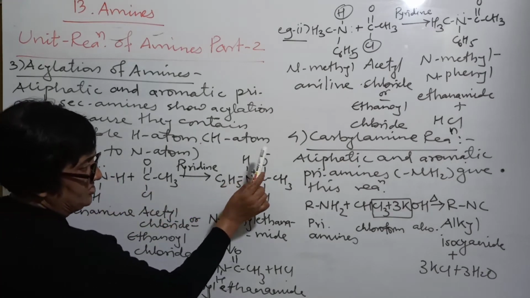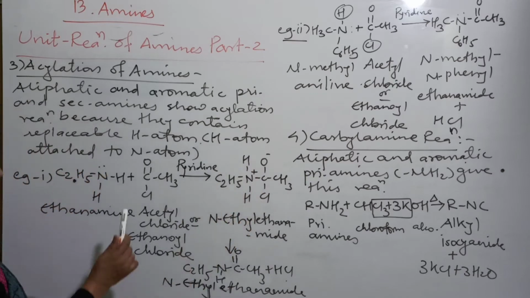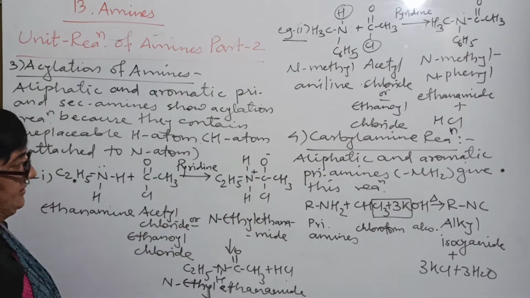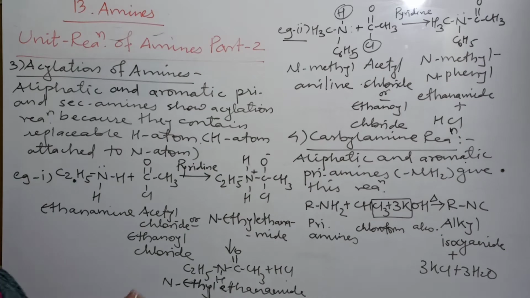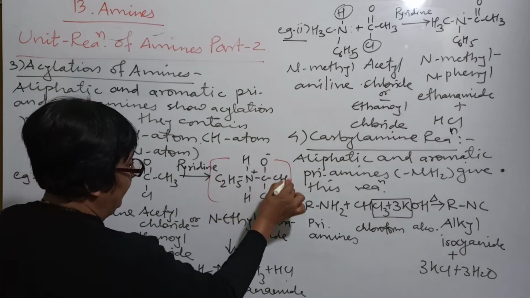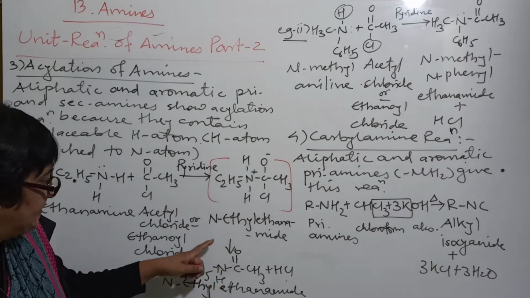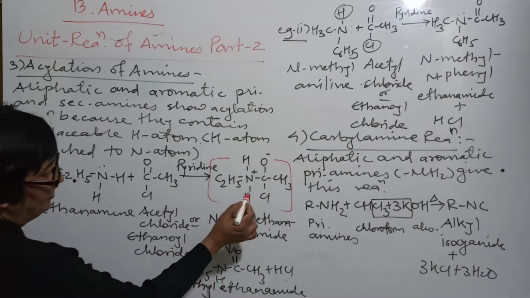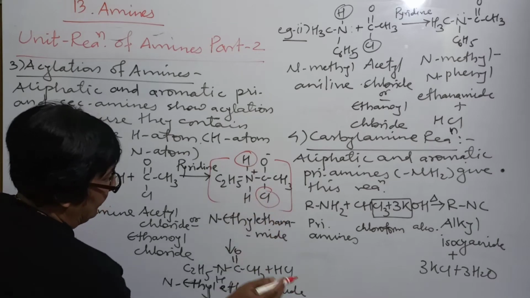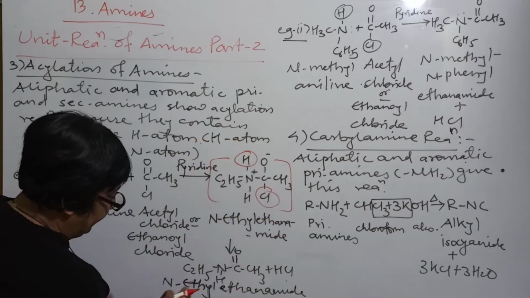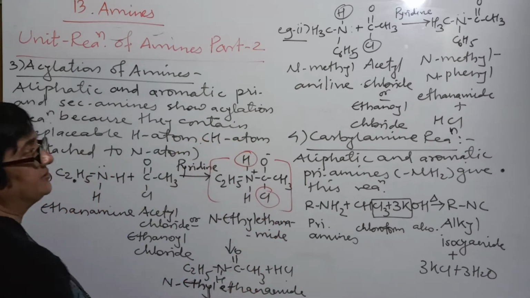So this develops oxygen negative and nitrogen positive addition compound, and this addition compound is unstable. It eliminates this HCl and the remaining part is written here, which is N-ethyl ethanamide.